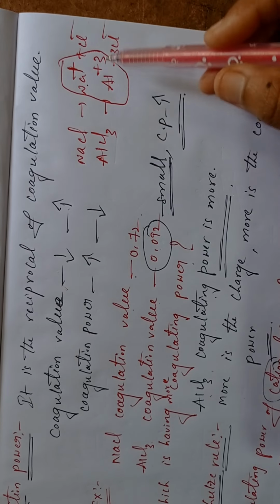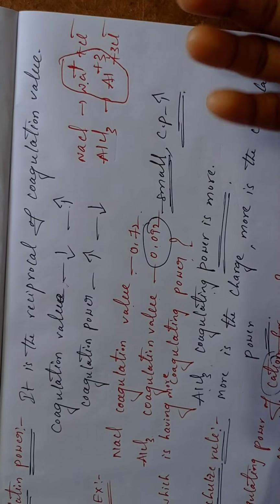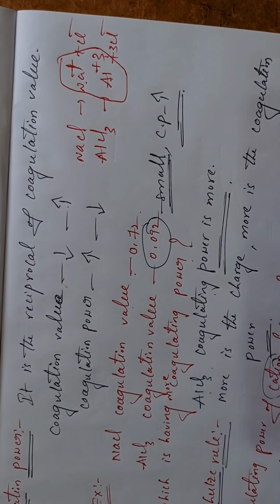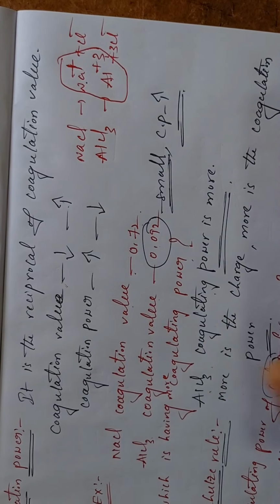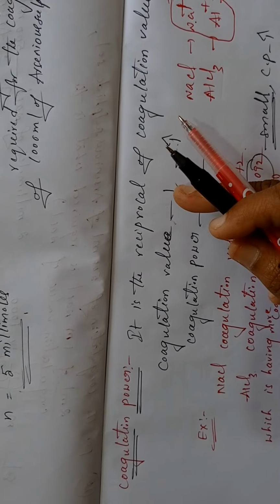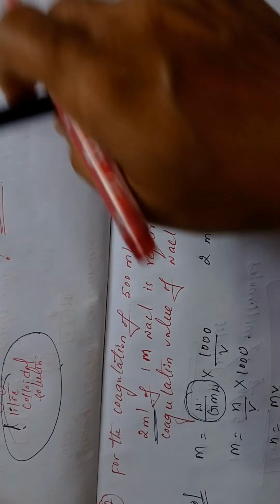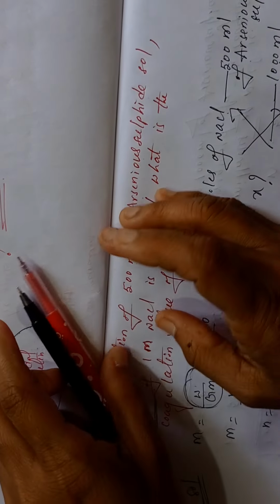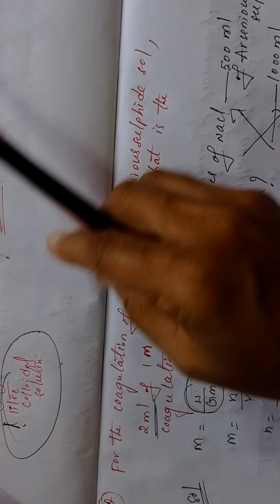Hardy-Schulze rule. So that means whichever has the more valency has the more coagulating power. Understanding? So according to the Hardy-Schulze rule, you can answer this question easily. So these are the best tricks, students. I hope you understood this video. Here we discussed coagulation, coagulation power, and the Hardy-Schulze rule. These are the topics I discussed in this section.